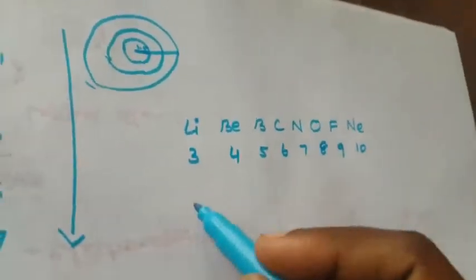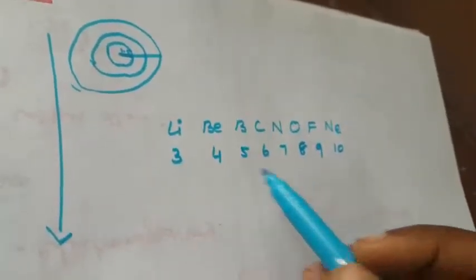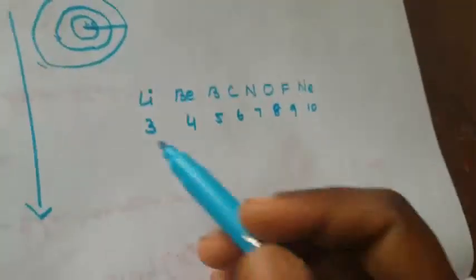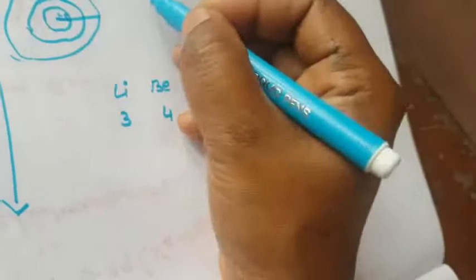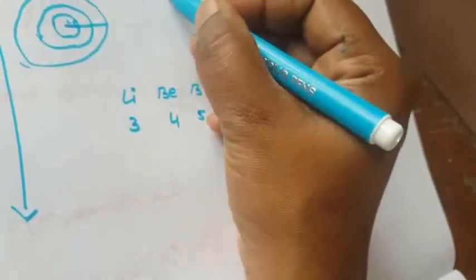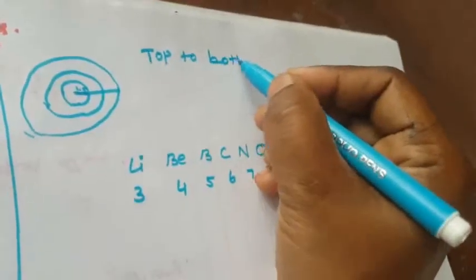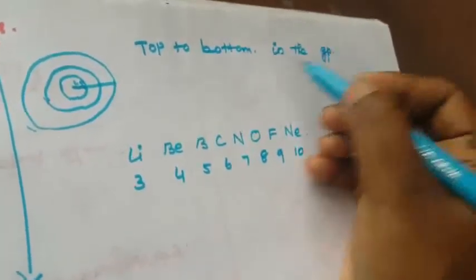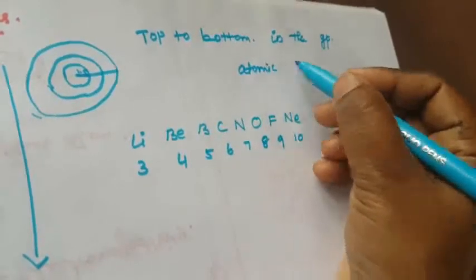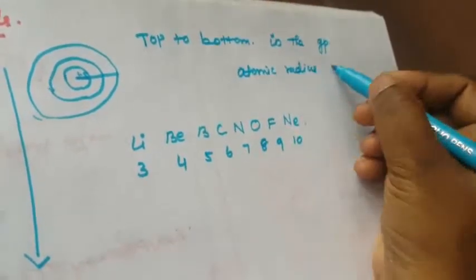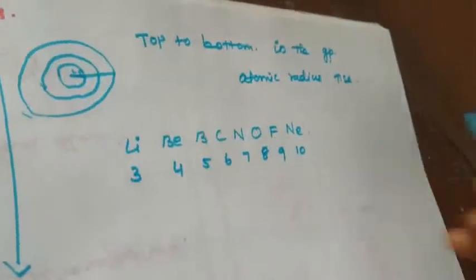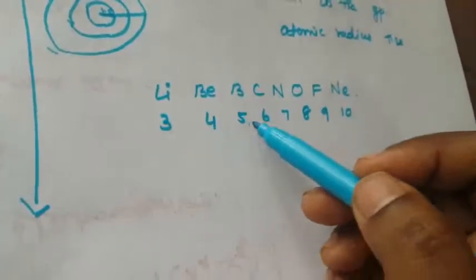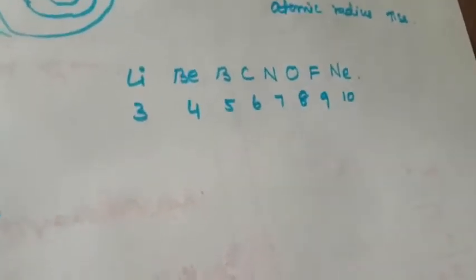So how can it be calculated? From left to right the atomic radius size decreases. What is the reason? Top to bottom, in the column or group, the atomic radius increases because the atomic number increases. Here, left to right, it is lithium, beryllium, boron, carbon, nitrogen, oxygen, fluorine and neon.